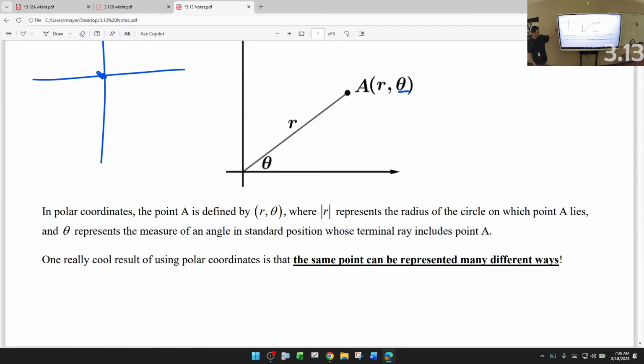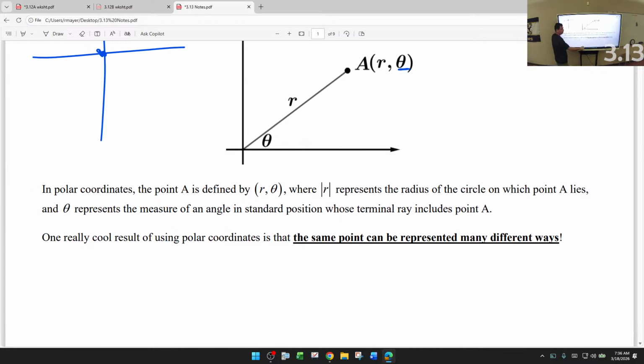One really cool result of using polar coordinates is that the same point can be represented many, many different ways. If I give you rectangular 1, 6, you can only go 1, 6. That is the only way to get there. You can't get there any other way. Here, you can get there infinite ways. That way. That way. That way.